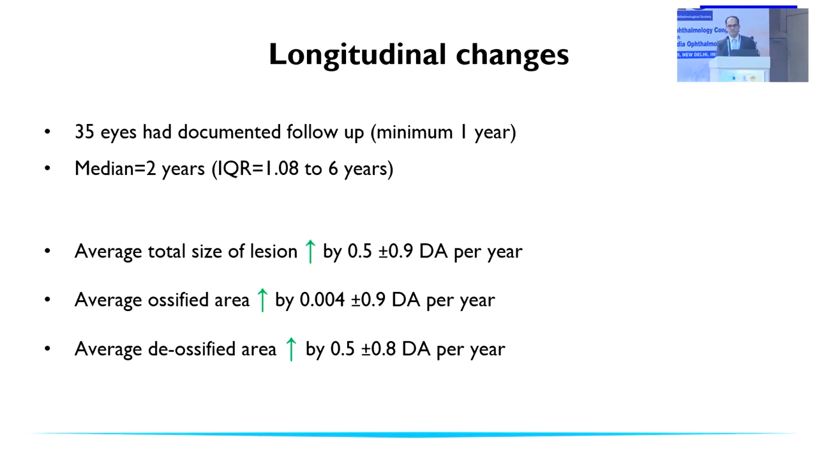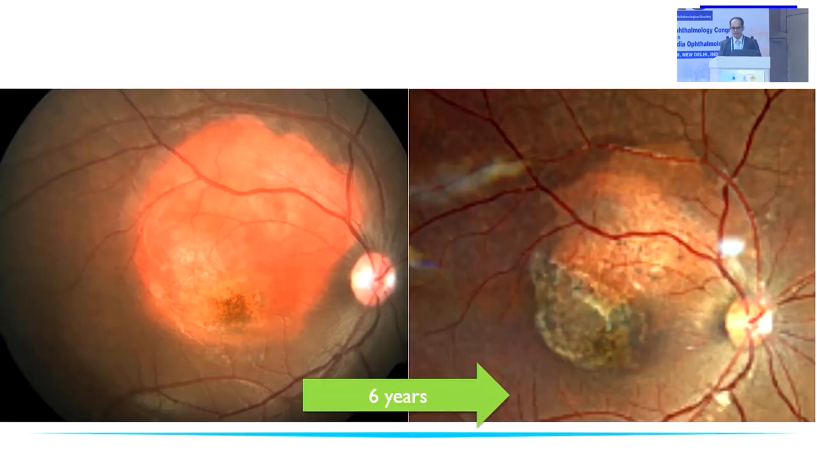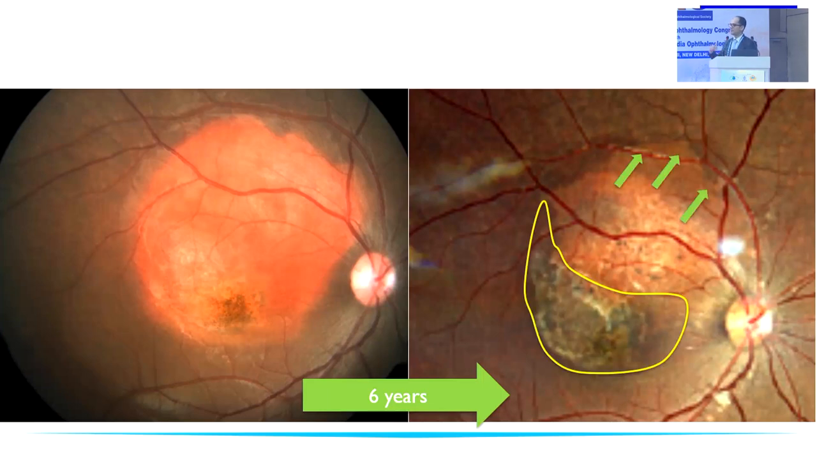Coming to the longitudinal changes, we saw an increase in the total lesion size, an increase in ossified area and the deossified area. Now something was odd. Increase in one should have been accompanied by a decrease in another. But we could see this because of cases like this, where there was an increase in deossification in one of the poles and an increase in the osteoma lesion from another pole.